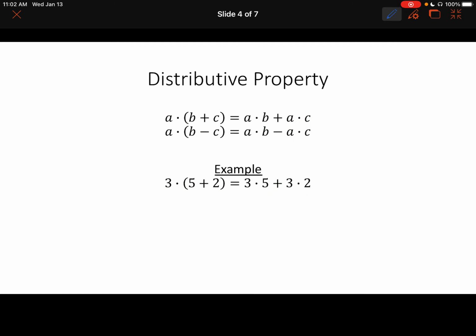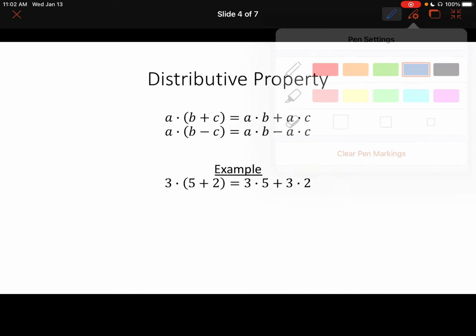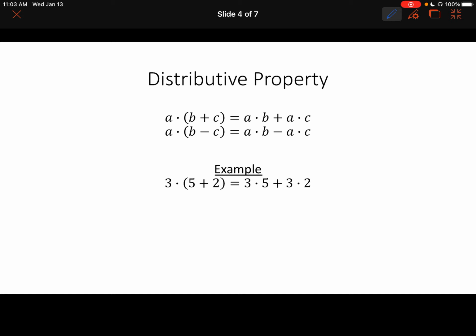We're not quite to that point, but we're going to use the distributive property to find the sum of two numbers. Recall that the distributive property states that if we have a times the quantity b plus c, then we can rewrite that as a times b plus a times c. And it works for subtraction as well. Let's take a look at this example right here. We've got 3 times the quantity 5 plus 2, and the distributive property says that is equal to 3 times 5 plus 3 times 2.